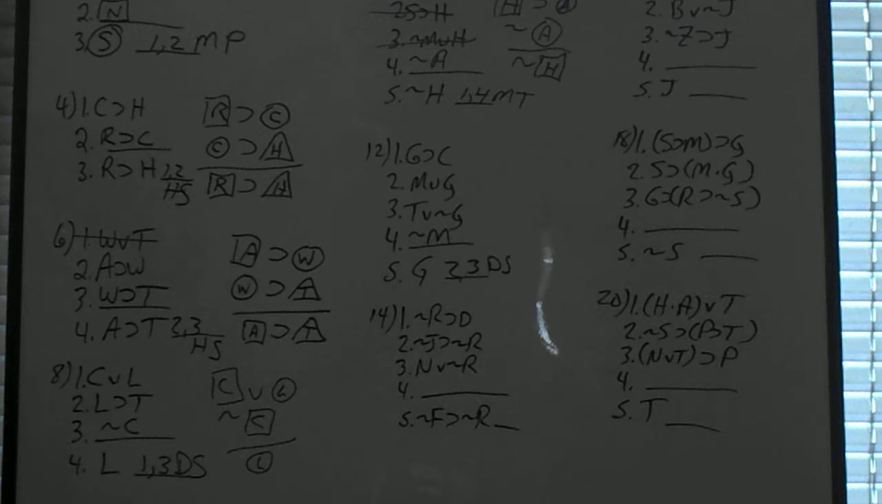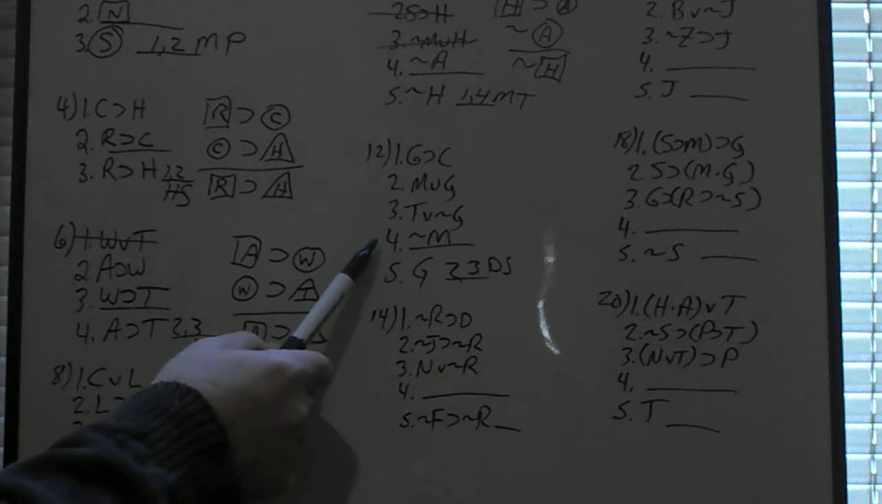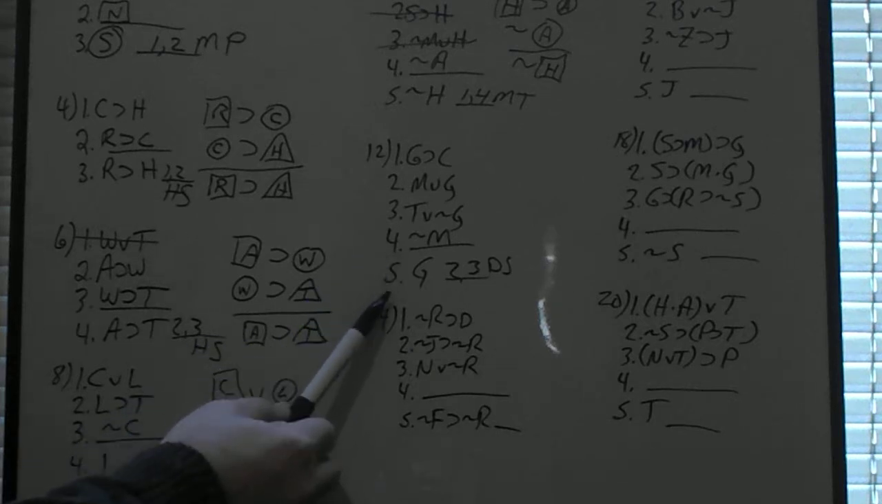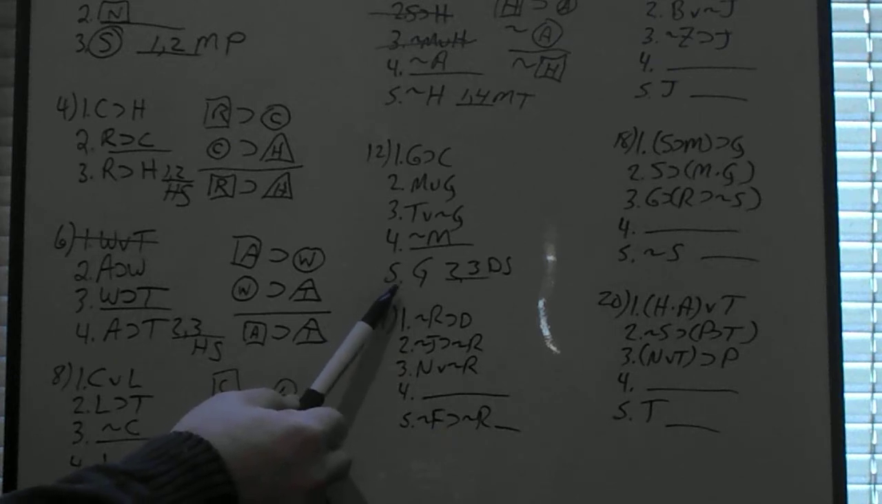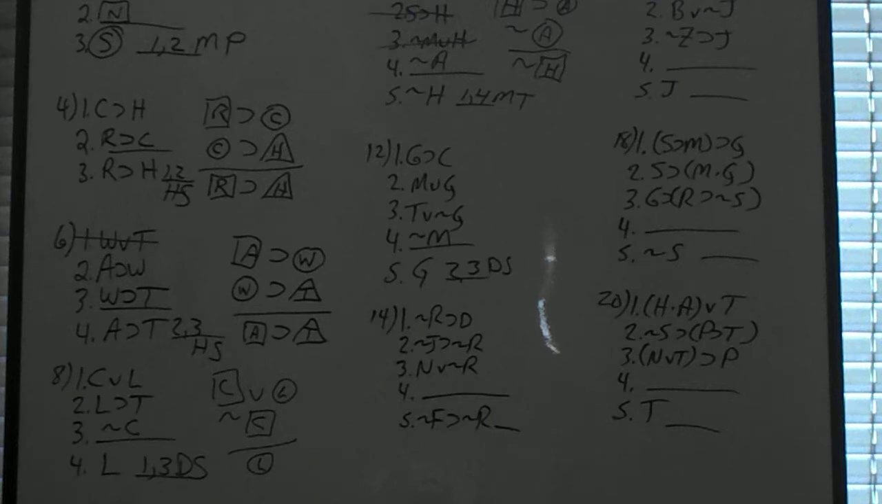This is 7.1 section 2's homework still, and then I'll just go straight into 7.3 after that. So we left off at 12, and basically we saw that the fill-in we would need on line 4 would be not M, and that would give us the answer of G from 2 and 3 through a disjunctive syllogism.